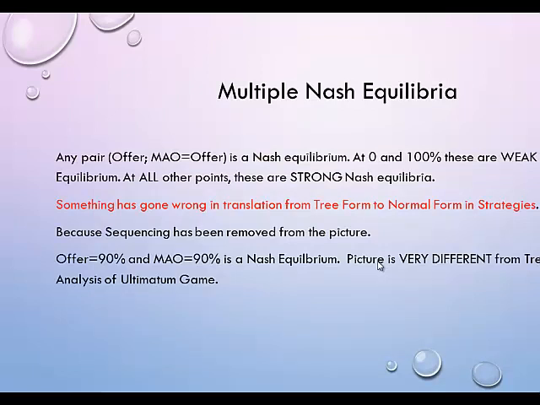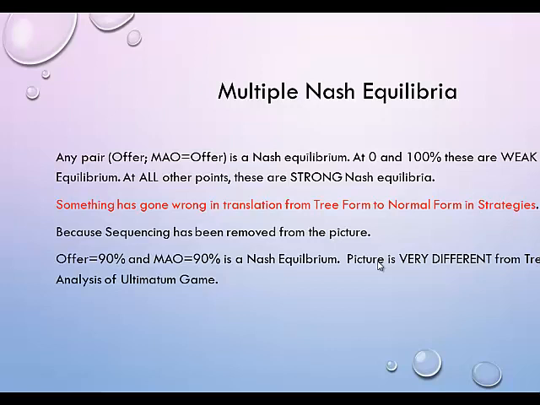So the theory of Nash equilibrium in normal form does not tell us anything about how this game will be played. This is very different from the tree form analysis. Something has gone wrong, in the sense that we expect the normal form to translate the tree form, but the normal form is saying something quite different. So at the offers of 0% and 100%, these are weak Nash equilibria. At all other points, these are strong Nash equilibria. So the problem arises because sequencing has been removed from the picture.